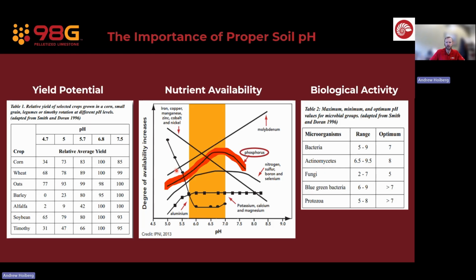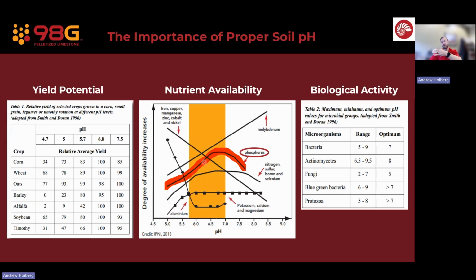And again, the other big driver of all these relative yield numbers is going to be nutrient availability. And I know there's a lot of different lines and colors on this graph, but the two main things to focus on here are the one we've got highlighted in red, which would be the phosphorus availability curve. You can see that as you start to get below 5.5, below 6.5, phosphorus availability declines pretty rapidly. So again, that sweet spot is going to be between 6 and 6.5.